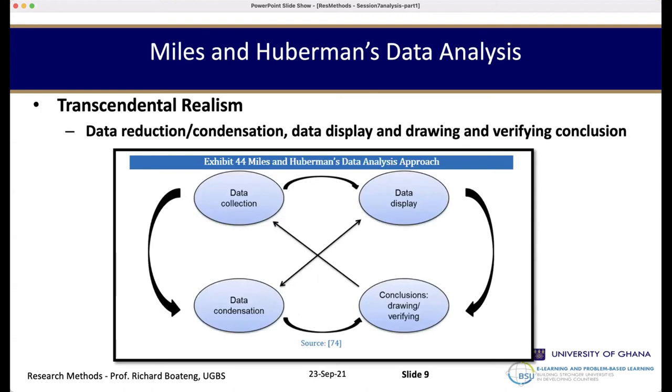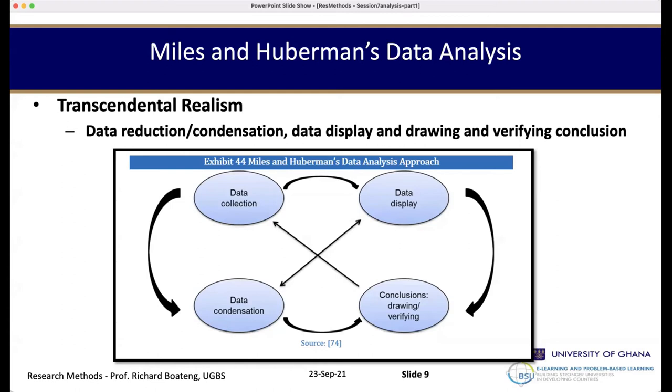So Miles and Huberman become analytical. That explains that data analysis starts from data collection, goes to data display, data condensation, and then a conclusion point where you have to draw and verify your conclusions. So he's saying that there are about four key building blocks within data analysis. And transcendental realism is about moving from one thing to another. So you have collected the data, you are in one part of the world, and you are moving to another part of the world, or another perspective. So you have data collection, data display, data condensation, and then drawing and verifying conclusions.